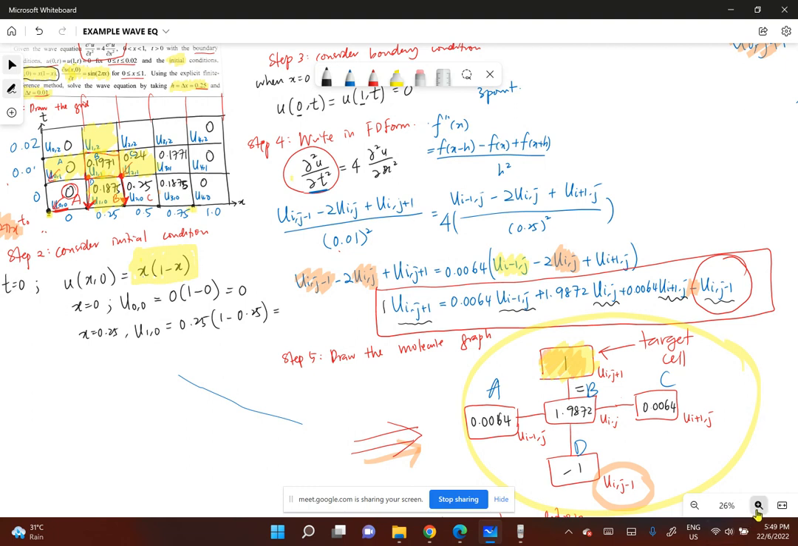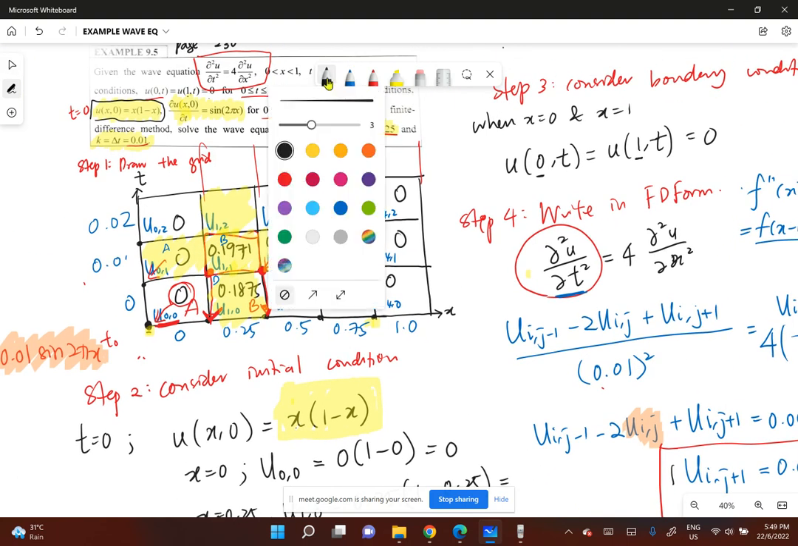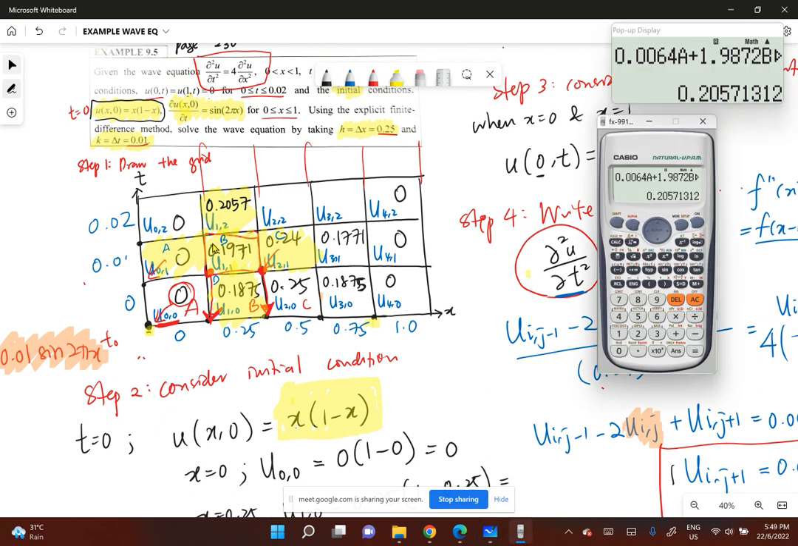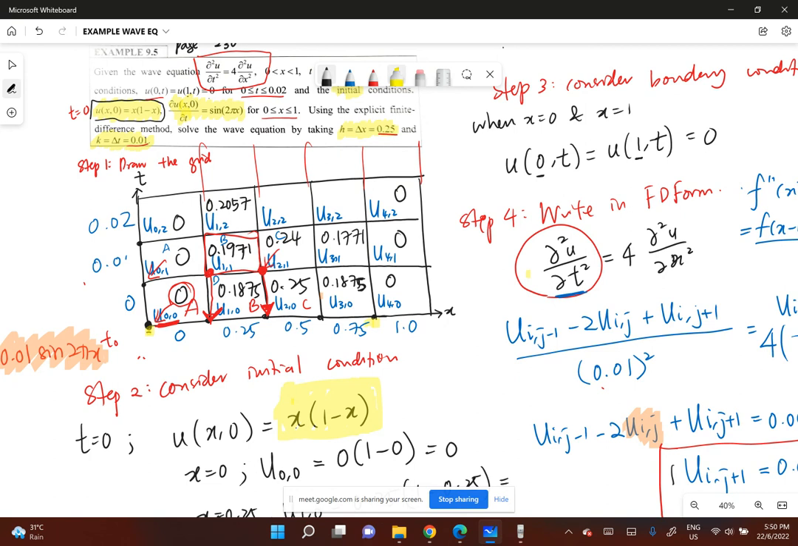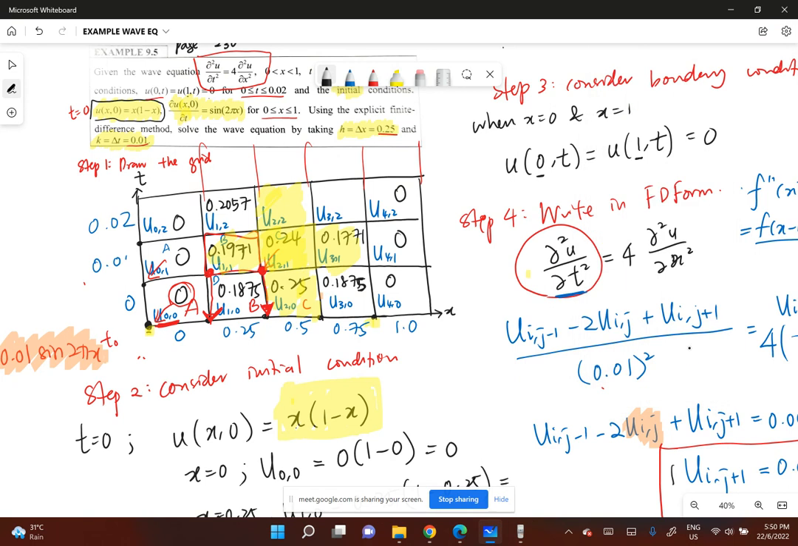Besarkan sikit. 0.2057. And now we move to the right here. So here we want to find this one. So based on this molecule graph, A, B, C, D yang ni. So kat sini A is 0.1971. B is this one, 0.24. And C is 0.1771. Okay, and D is 0.25. Sama dengan. So this is 0.2.